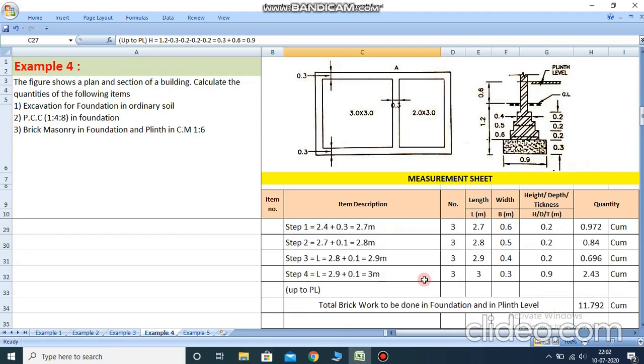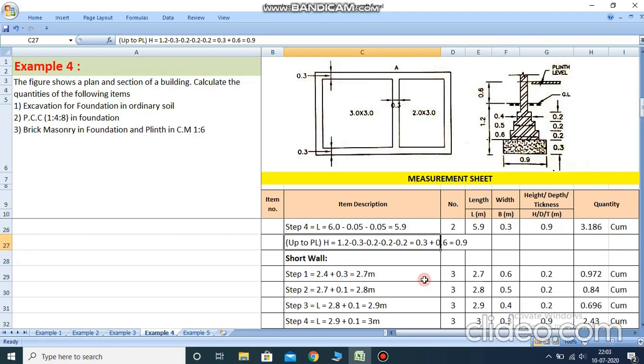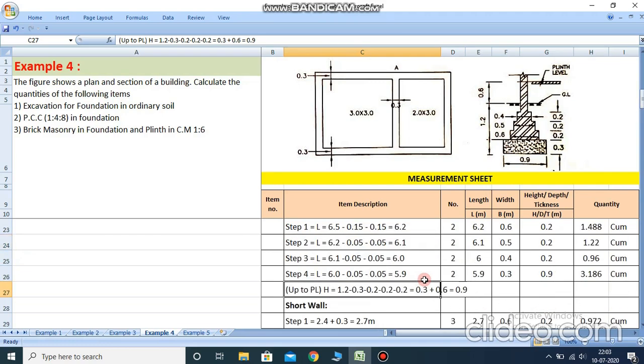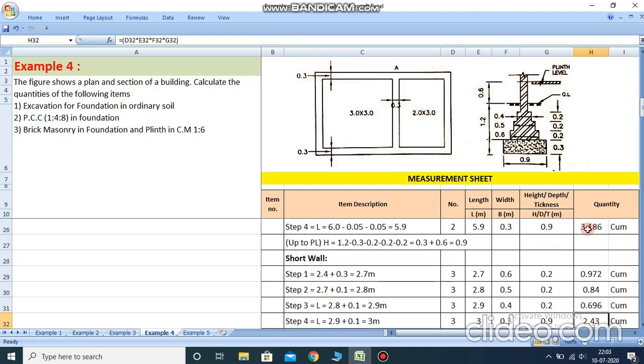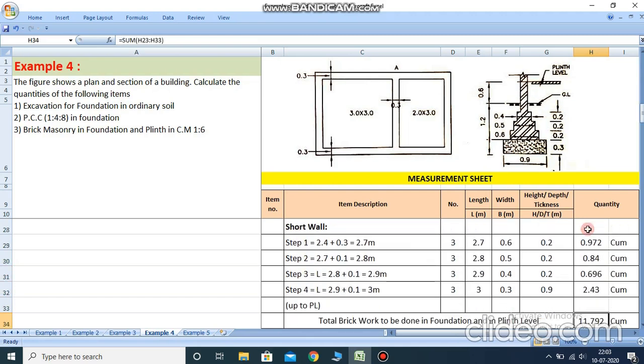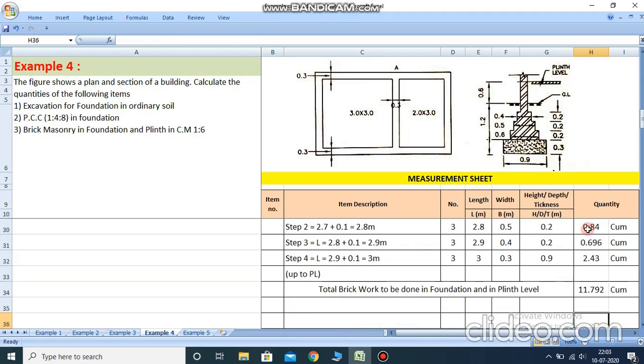Now the summation of the long wall and short wall. So all the values like 1.488, 1.2, 2.96, 3.186, 0.972, 0.84, 2.696 and 2.43. So summation of all the values, we got the total brickwork as 11.792 cubic meter. So 11.792 is the total brickwork for a foundation up to plinth level. We calculate in cubic meter.